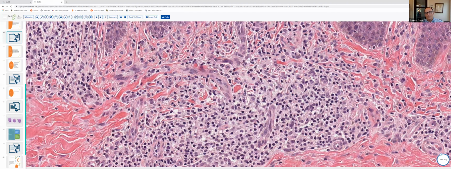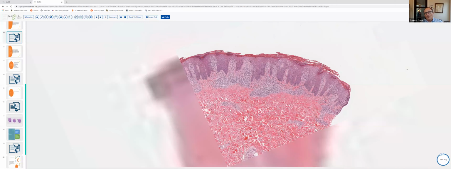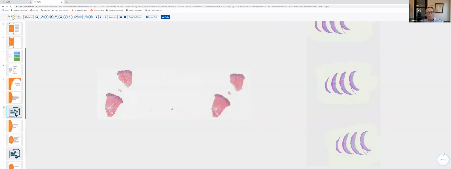So in sum, what we have here is a superficial perivascular dermatitis here with, the slide must be reloading. Sorry about that. Let me see if I can get it to reload here. Bit of a shutdown, yeah.